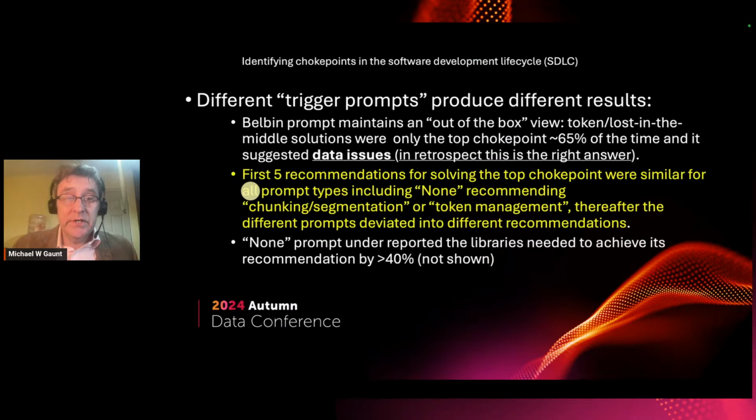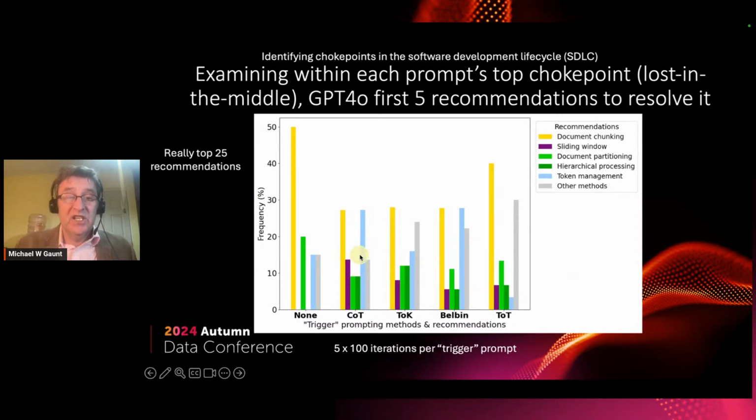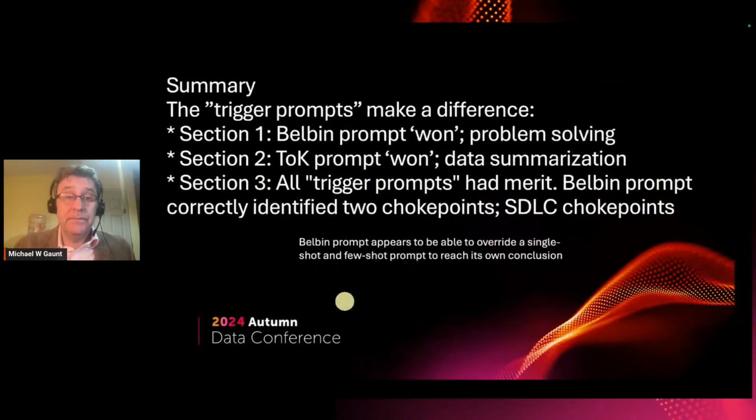In section 3, all prompts had merit. And what I mean by that is this graph here. Whatever prompt you're using, it's a pretty similar solution. These are recommendations to solve the problem. All prompts had merit. But the Belbin prompt correctly identified 2 true choke points. And when I look back at the project, those were absolutely the 2 choke points that the project faced. And this is in the software development lifecycle.